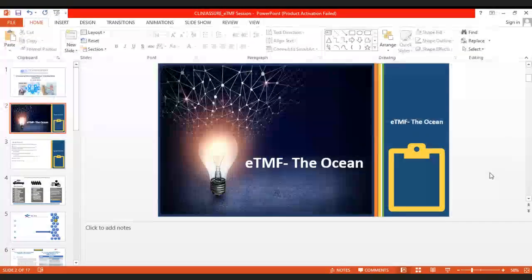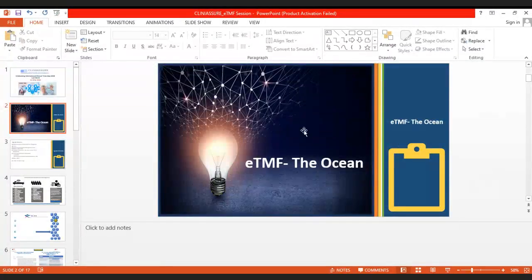After 6 years of experience in core eTMF and other domains, whenever I read now also, I learn many things on a daily basis. So eTMF is something we can't say, okay, this is the only eTMF, and after this nothing is there. It's not like that. So by seeing this picture and the name, the ocean means it's a huge term, and there are unlimited things to learn in terms of eTMF.